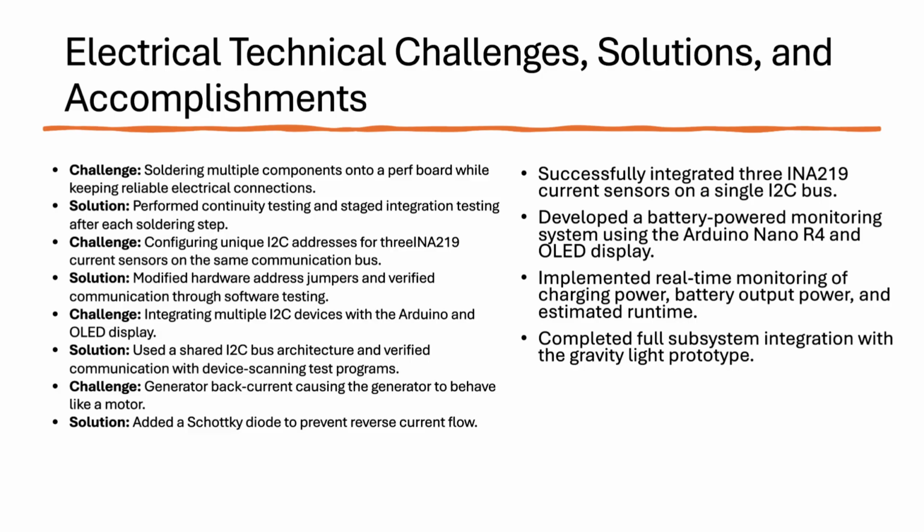Another challenge was preventing reverse current from causing the generator to act like a motor, which we solved by adding a Schottky diode to the charging circuit. Through these solutions, we successfully integrated all 3 current sensors on a single I2C bus, developed a battery-powered monitoring system using the Arduino R4 and OLED display, and implemented real-time monitoring of charging power, battery output power, and estimated runtime for the gravity light system.